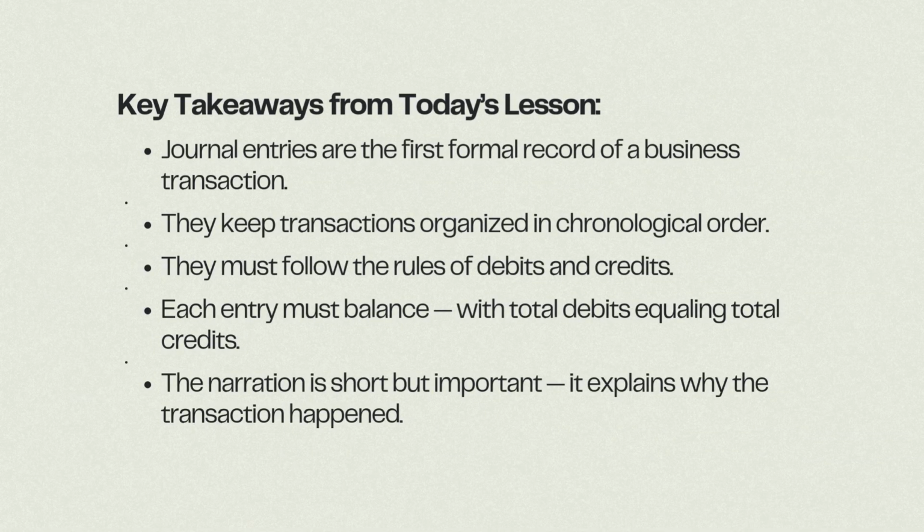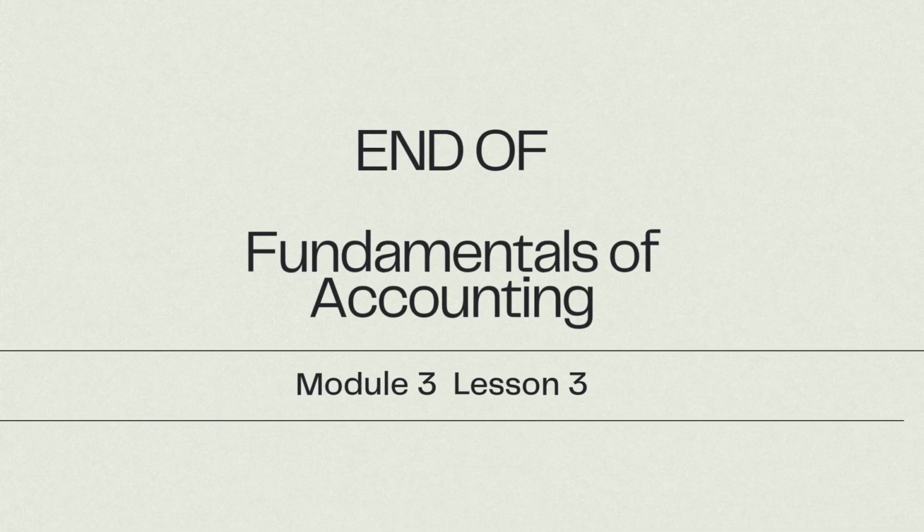Key takeaways from today's lesson. Journal entries are the first formal record of a business transaction. They keep transactions organized in chronological order. They must follow the rules of debits and credits. Each entry must balance, with total debits equaling total credits. The narration is short but important. It explains why the transaction happened. End of Module 3, Lesson 3.